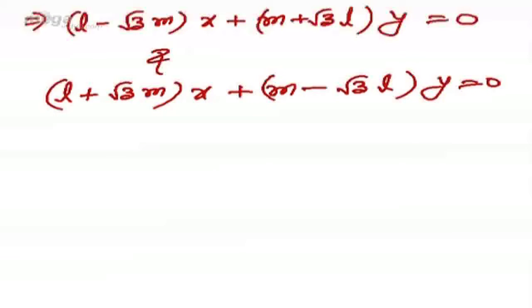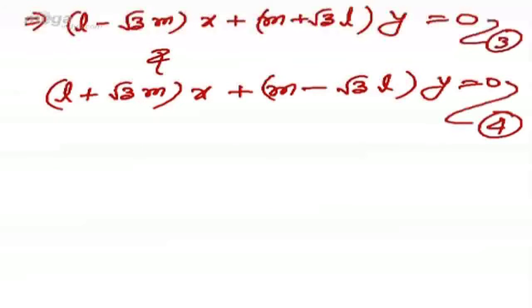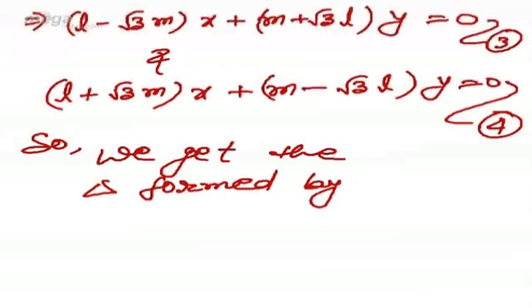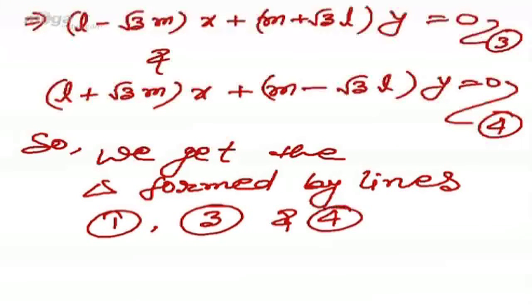So now you get three equations. You will get the triangle. So we get the triangle formed by lines 1, 3 and 4. So now we'll find one by one the angle between 1 and 3, angle between 1 and 4, and the angle between 3 and 4.